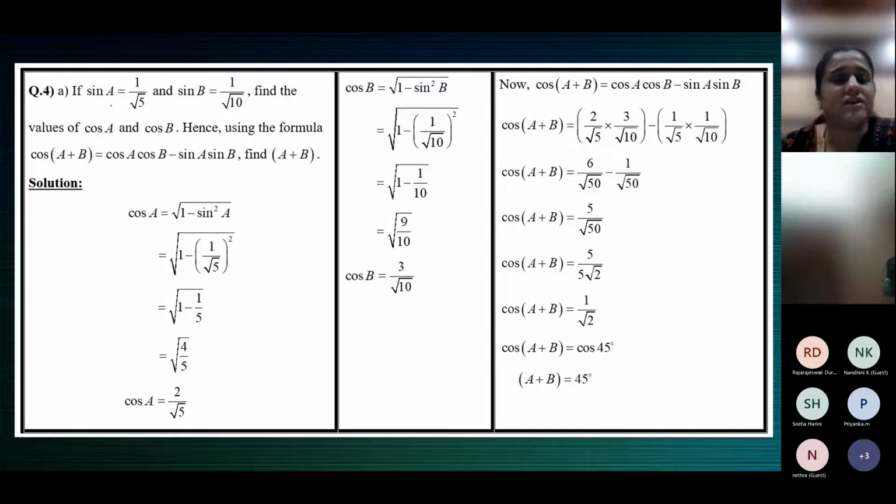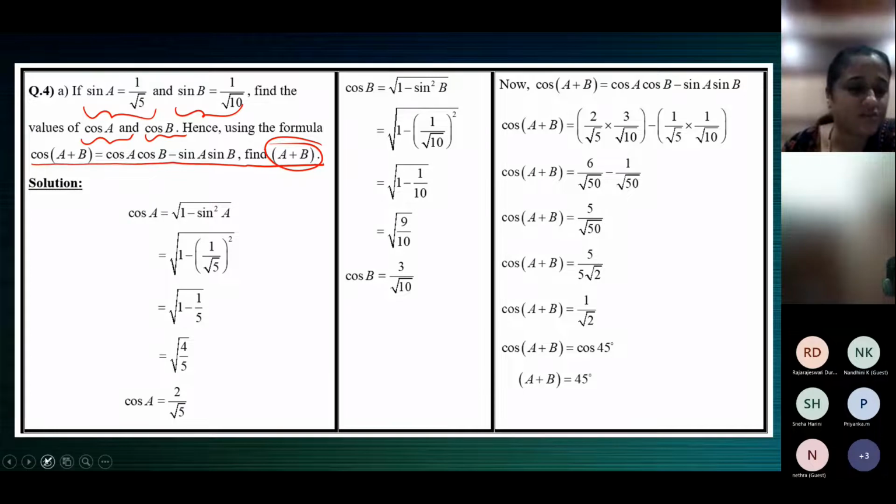Now in this question, if sine A is equal to 1 by root 5, it's not a standard value. You don't find 1 by root 5 in the table, so you cannot find angle A. And if sine B is equal to 1 by root 10, again, you cannot find 1 by root 10 in the table. If sine A is equal to 1 by root 5 and sine B is equal to 1 by root 10, find the values of cos A and cos B. Hence, using the formula given to you, cos of A plus B is equal to cos A cos B minus sin A sin B, find A plus B. So let's first answer the first part of the question.